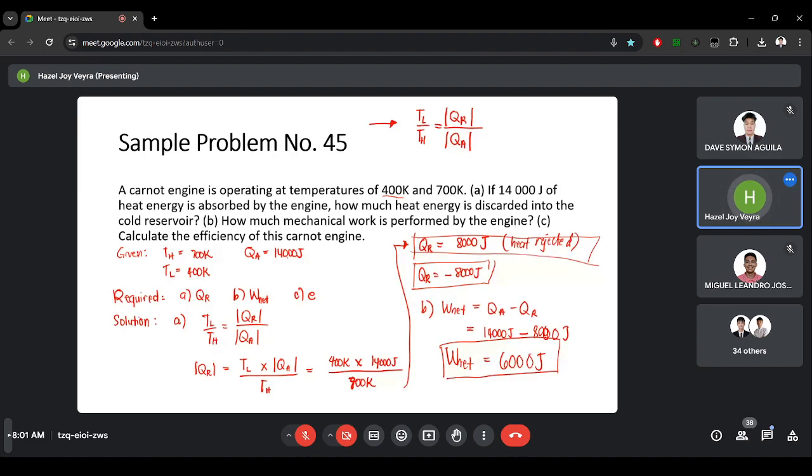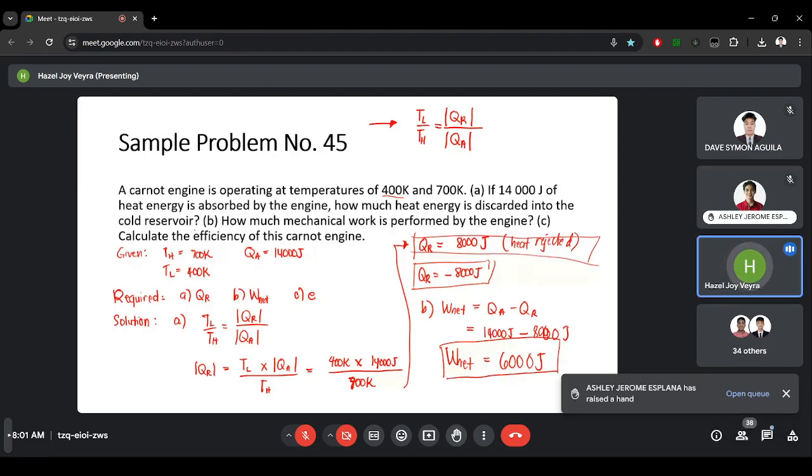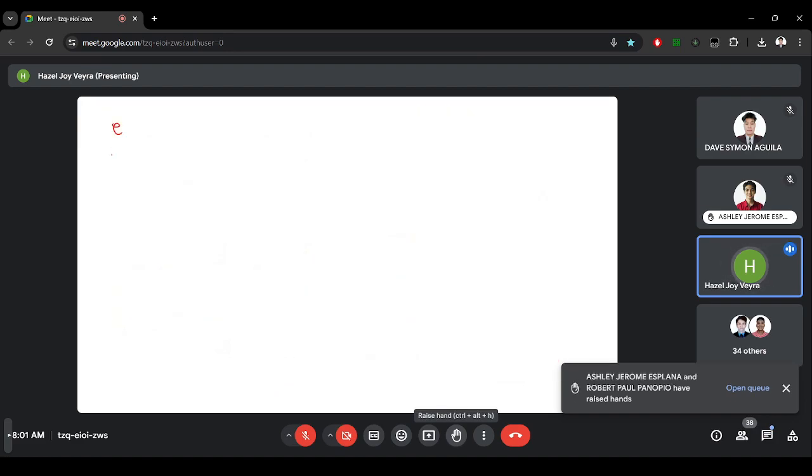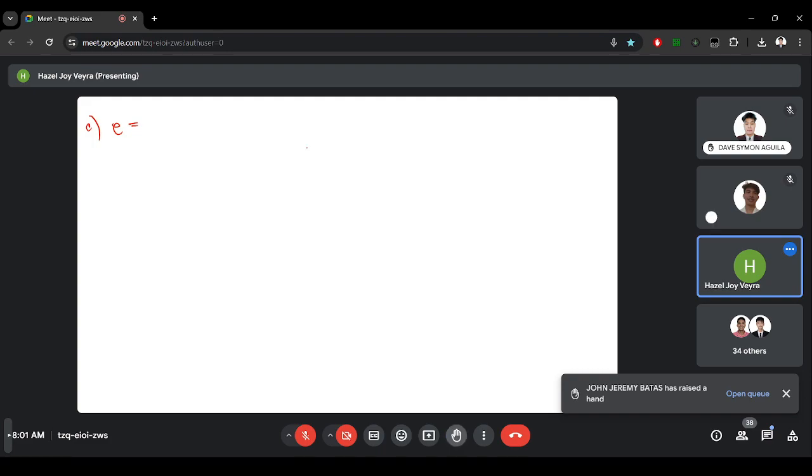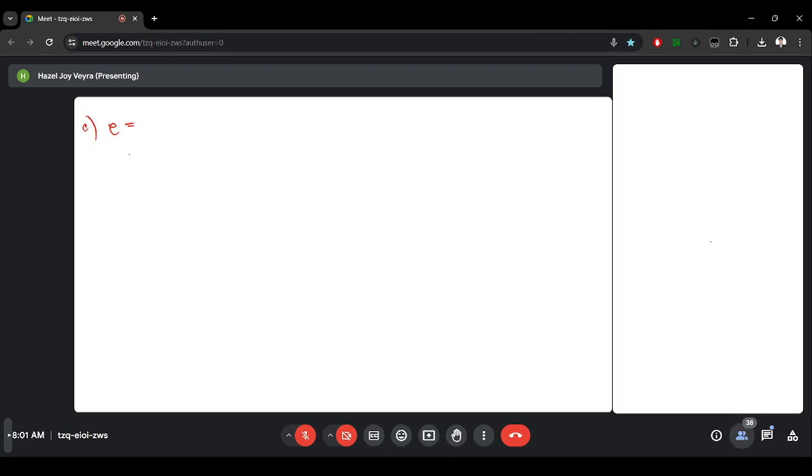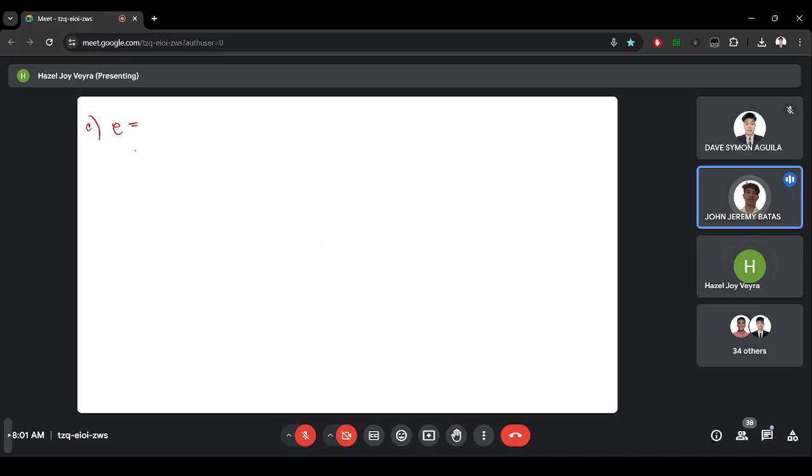Okay, last. We are going to solve for the efficiency. So this is letter C, efficiency. Mr. Batas, I used work net over QA. Work net over QA, yeah, you can use this. So what is the answer? The data here.